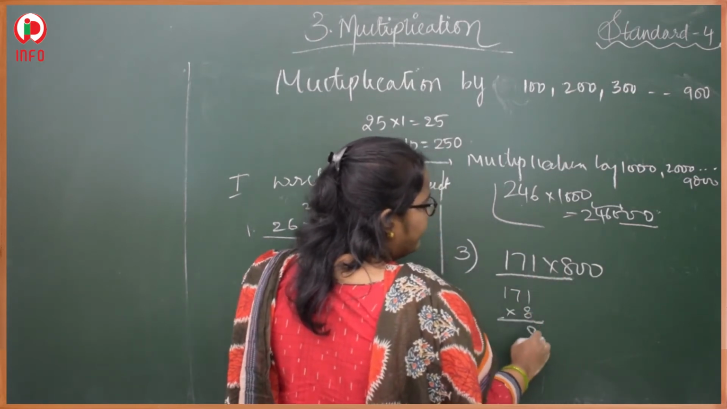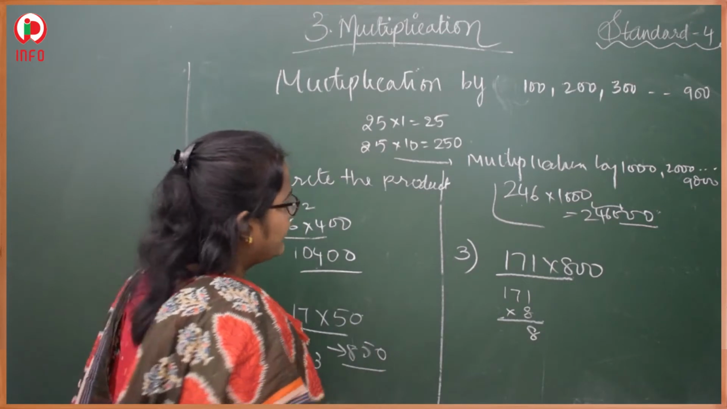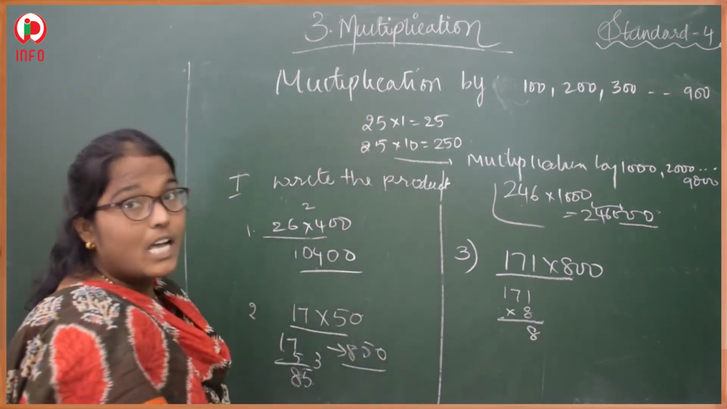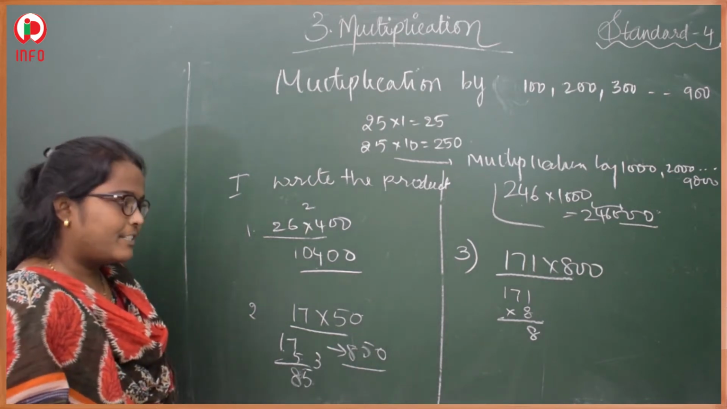8 ones are 8. 7 8s are 56. 8 6s are 48. 8 5s are 40. 8 6s are 48. 8 7s are 56. Yes.